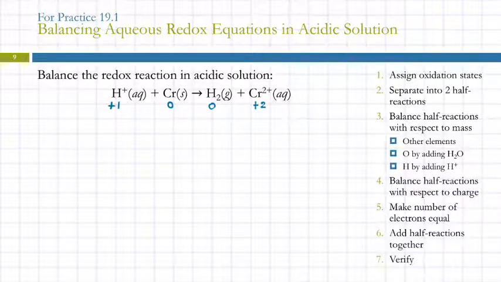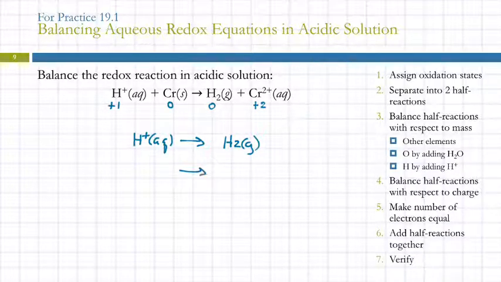So I'm going to start with the hydrogen ion, and I only want to pull out what's related to this. So H+ going to H2. The Cr2+ goes in the other half. So I've got H2 gas. And then the other one is involving the chromium. So solid chromium is going to chromium 2 ion.